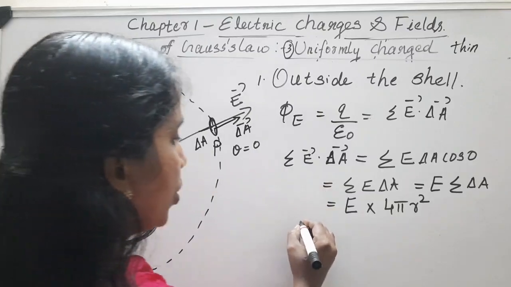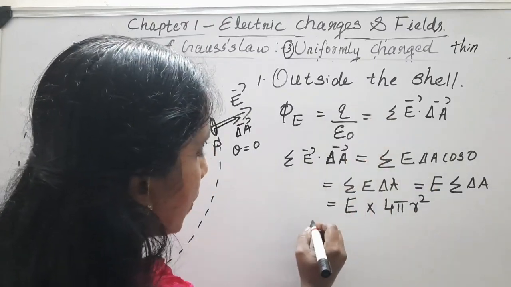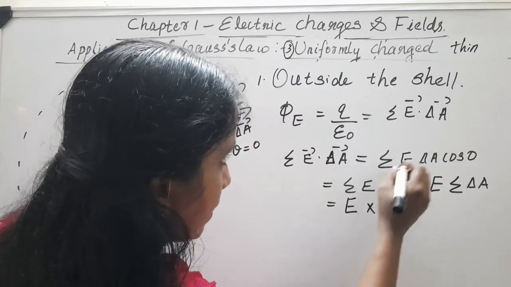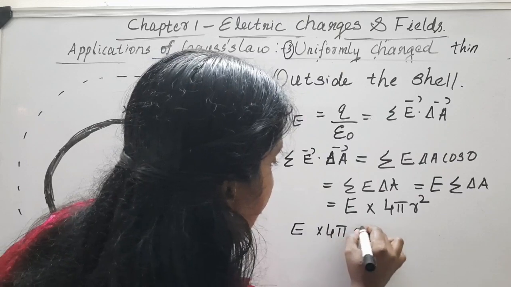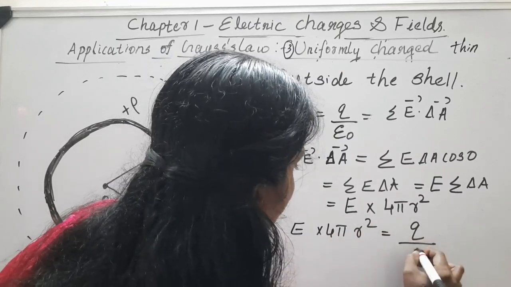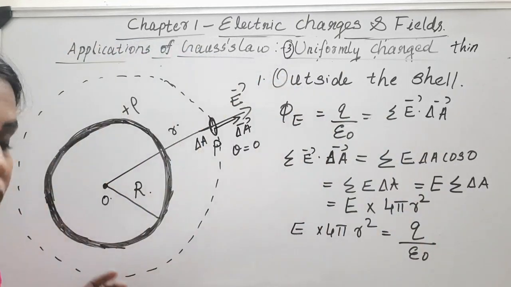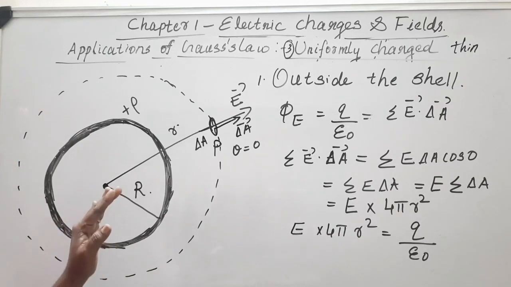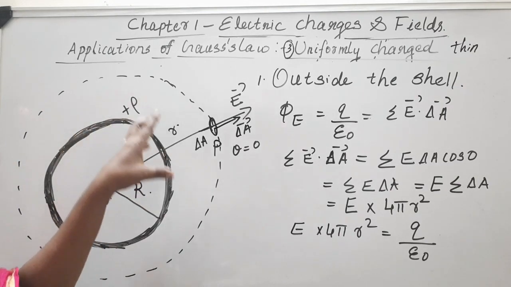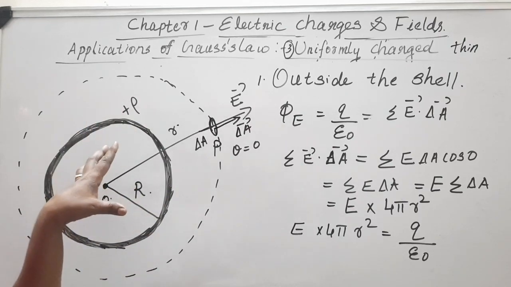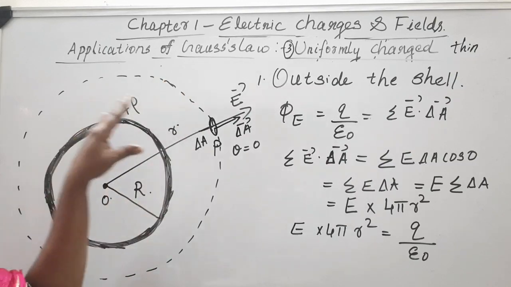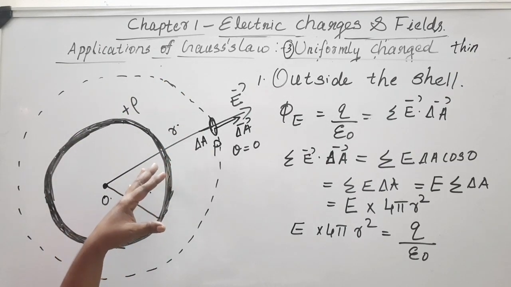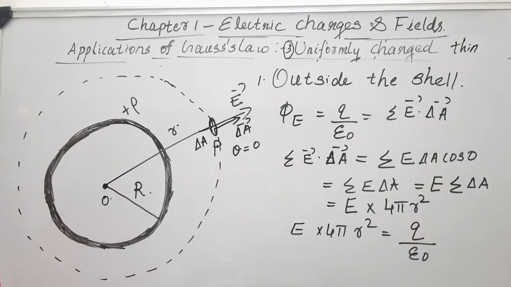Now this charge Q. So we substitute in this equation. Summation E dot delta A is E into 4 pi r square. That is equal to Q by epsilon 0. Here what is Q? The charge enclosed by the Gaussian surface. So we imagine that the charge of this spherical shell is Q. So that Q, the whole charge, is enclosed by whom? The Gaussian surface. So you need not write in terms of rho. You write as such Q.